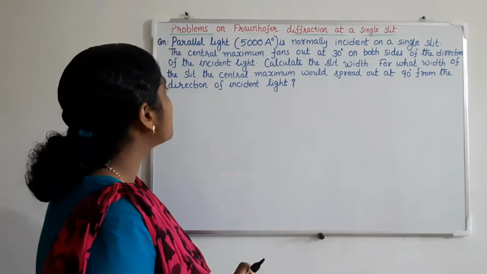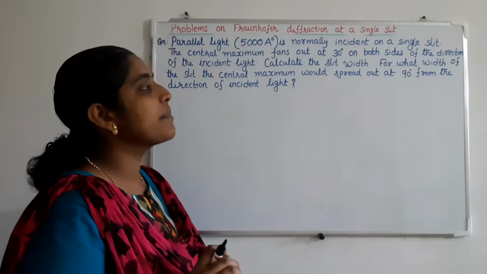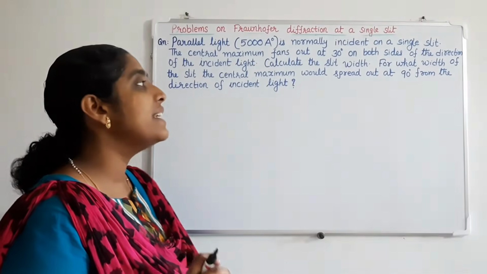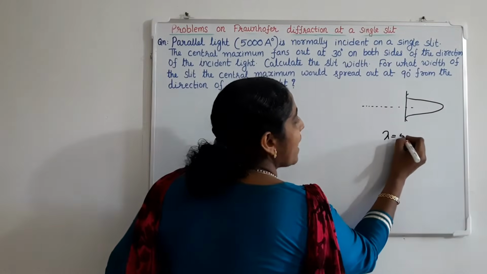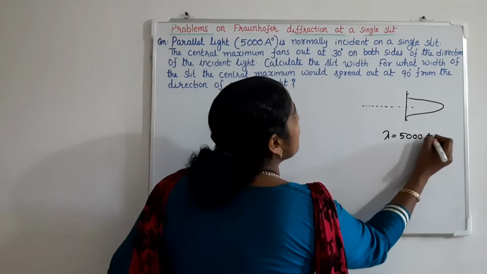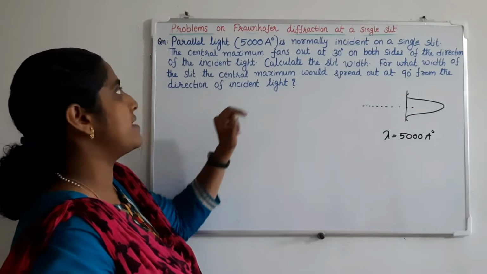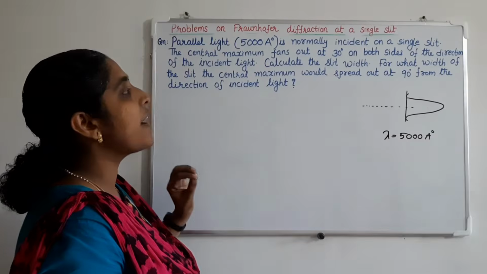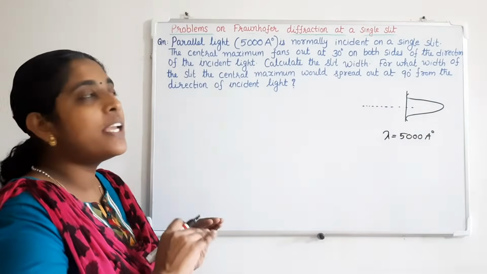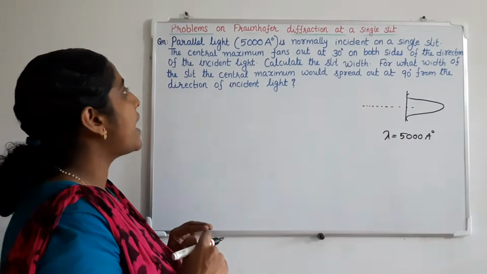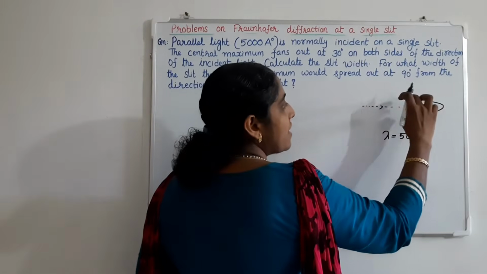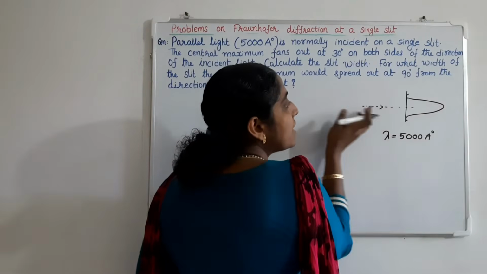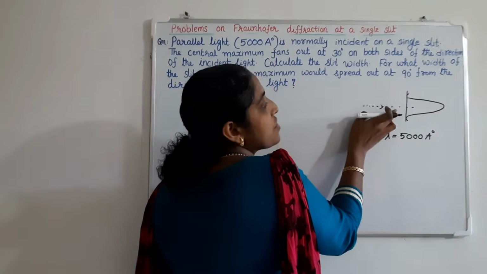For what width of the slit would the central maximum spread out at 90 degrees from the direction of incident light? Parallel light of wavelength 5000 angstrom is normally incident on a single slit. The central maximum fans out at 30 degrees on both sides of the direction of incident light. So incident light is in this direction.